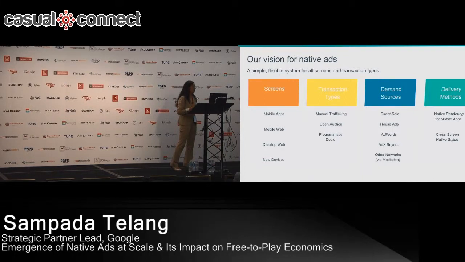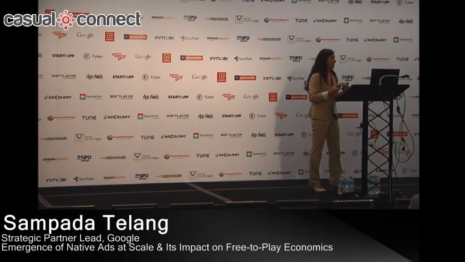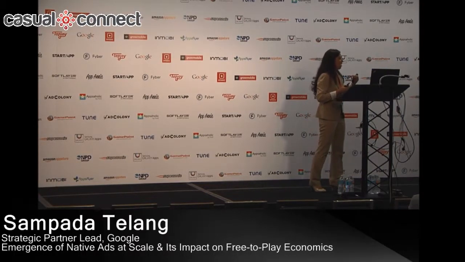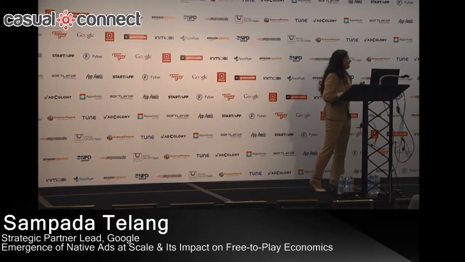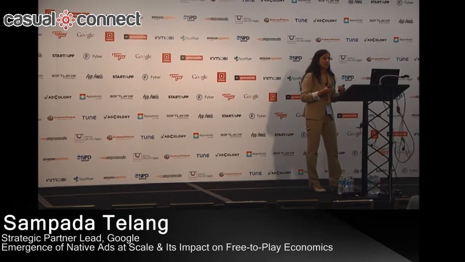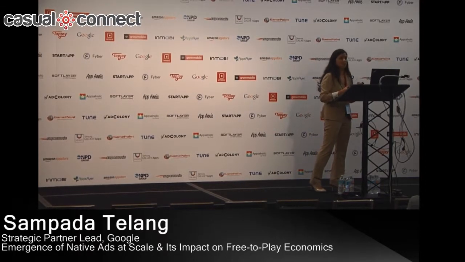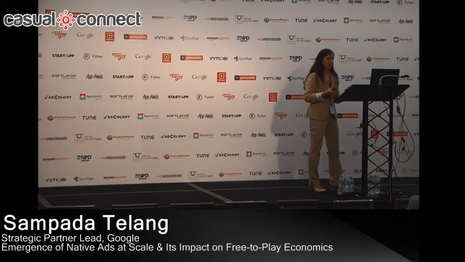And last but not the least, delivery methods. One, we allow native rendering for mobile apps. So we allow publishers to control the style as long as they adhere to certain standards. We obviously want to make sure that the ads are called out clearly and that there is no perception that the user is being tricked that a certain piece of content is an ad or not. So within the framework of those policies, we allow publishers to natively render ads. And then secondly, we are working towards custom templates across screens, which publishers can just simply take depending on what suits their context the best.